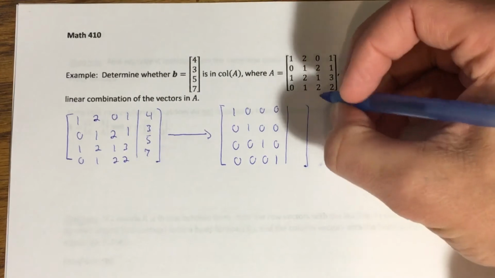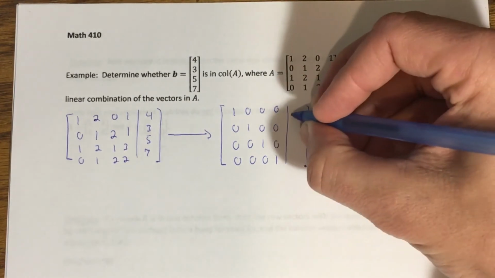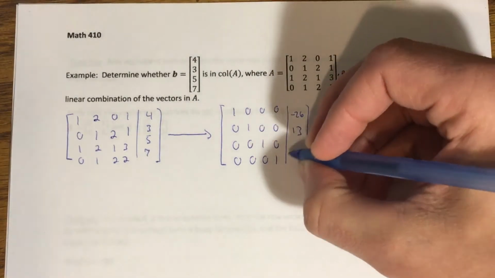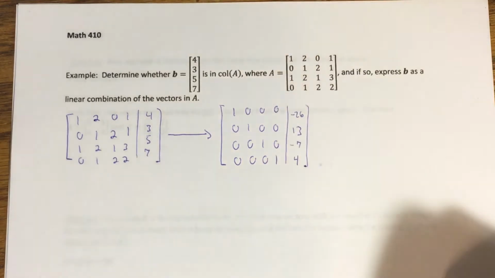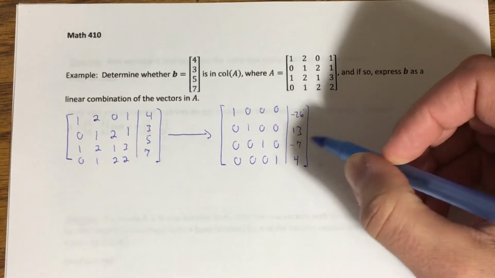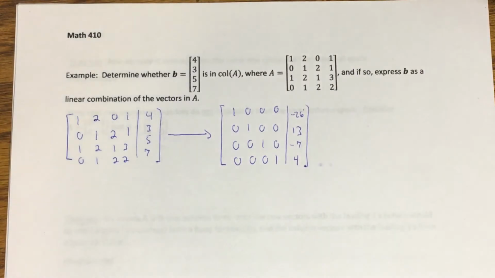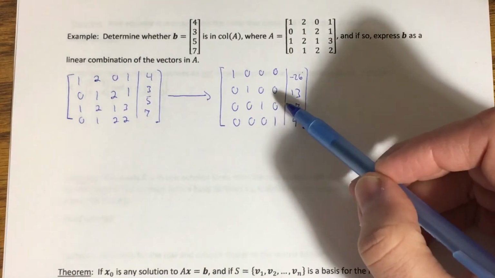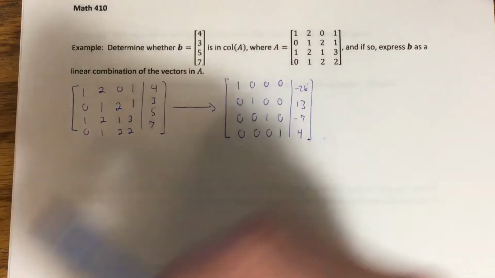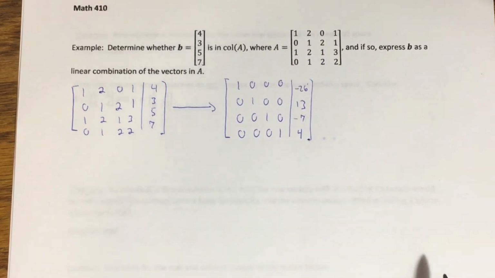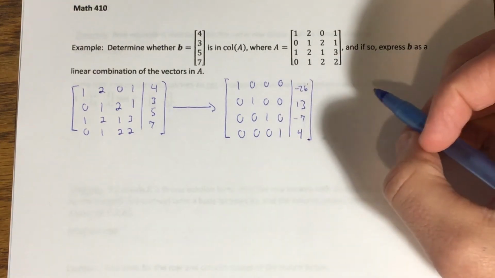And on the right-hand side, I'm going to get negative 26, 13, negative 7, and 4. Okay? So remember, this would tell me that this vector right here is a solution to the system AX equals B. So the fact that we found a solution means that the system AX equals B is consistent, which in light of the previous theorem would say that this vector B is in the column space of this matrix A. So that confirms that.